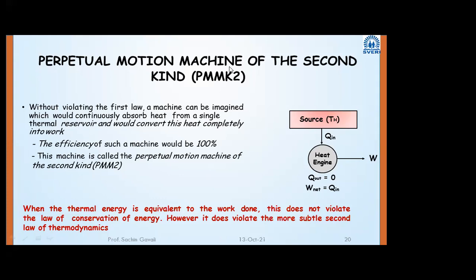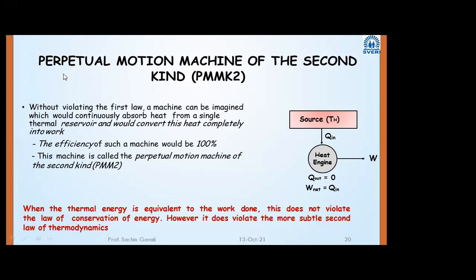Okay. So perpetual motion machine of the second kind is called PMM2, PMMK2. Perpetual motion machine of the second kind. So what is a perpetual motion machine? It is an ideal machine. Without violating the first law, a machine can be imagined which would continuously absorb heat from a single thermodynamic body, and would convert this heat completely into work.